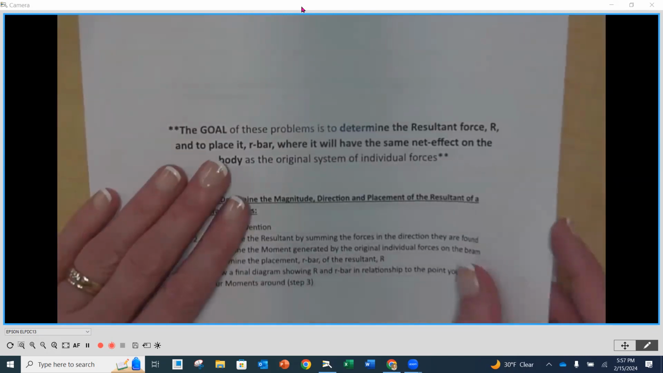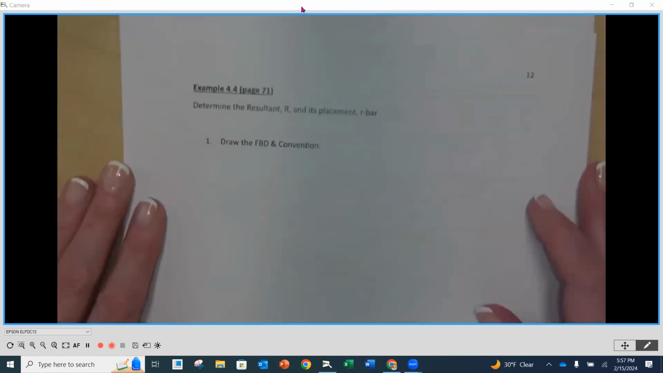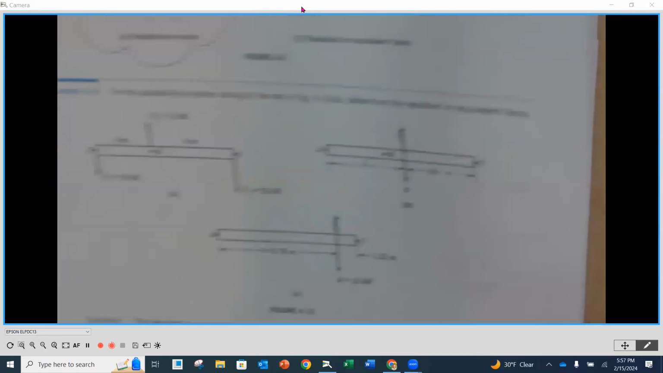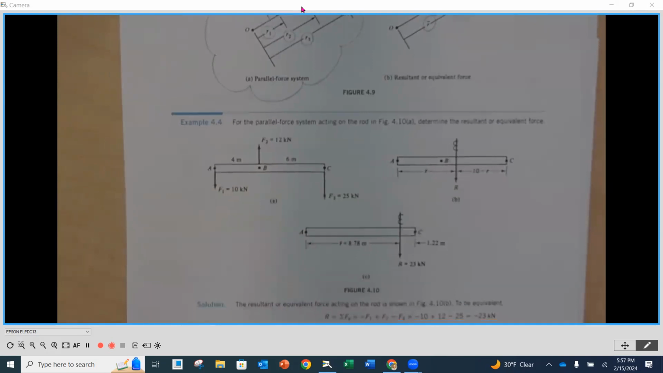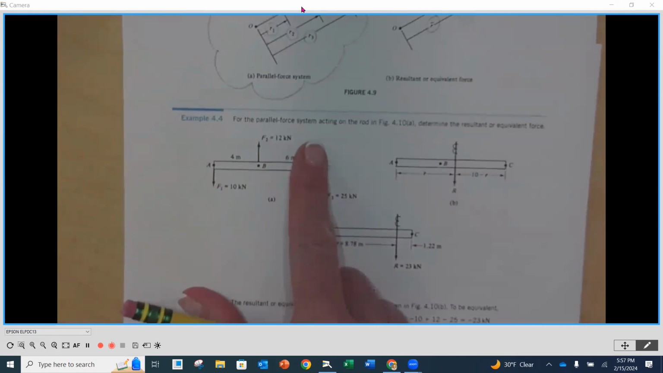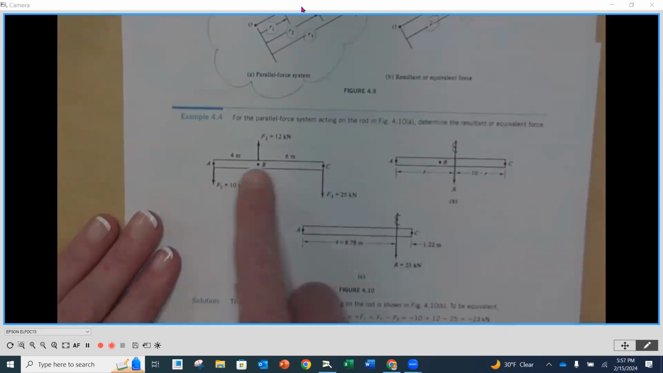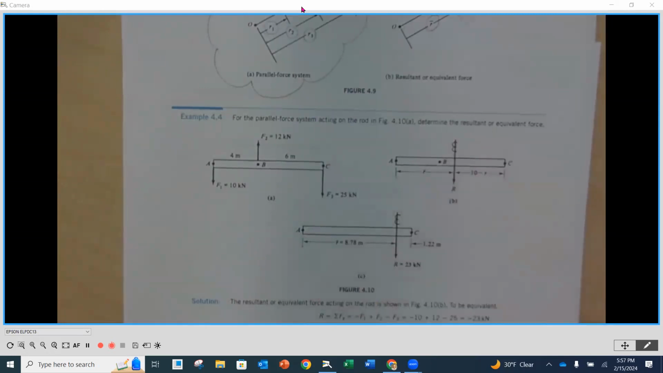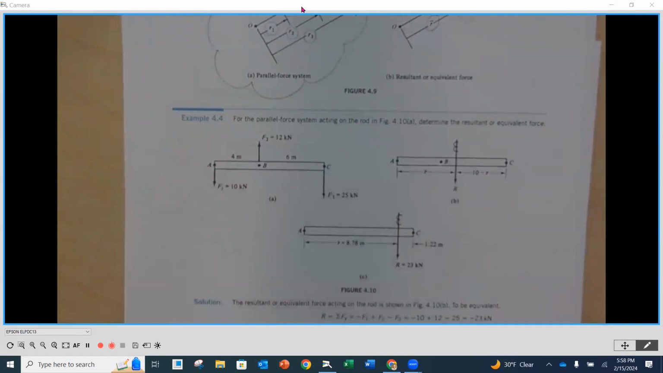Okay. So as we turn the page to page 12, we're going to look at example 4.4 on page 71. It says for the parallel system shown that's acting on this rod, determine the resultant or the equivalent force. Now determining the resultant, that's the magnitude, but remember we also have to determine where along that rod we want to place that resultant in order to have the same net effect on the body as the 3 forces that are currently on there.